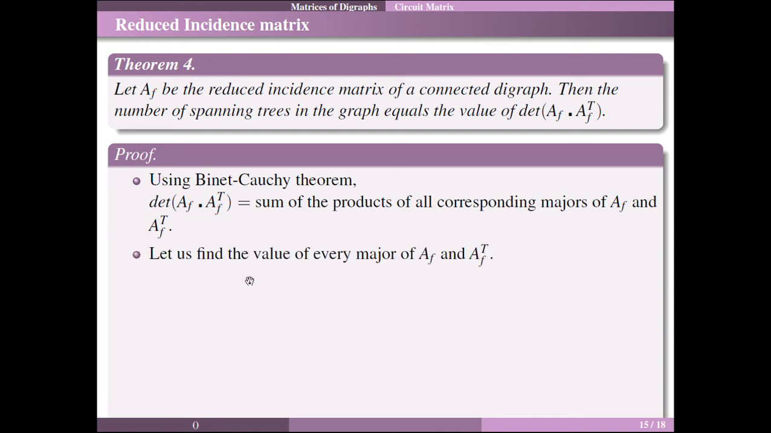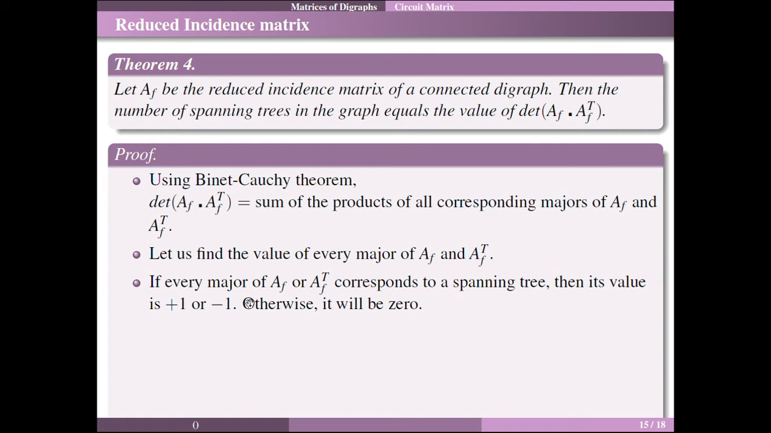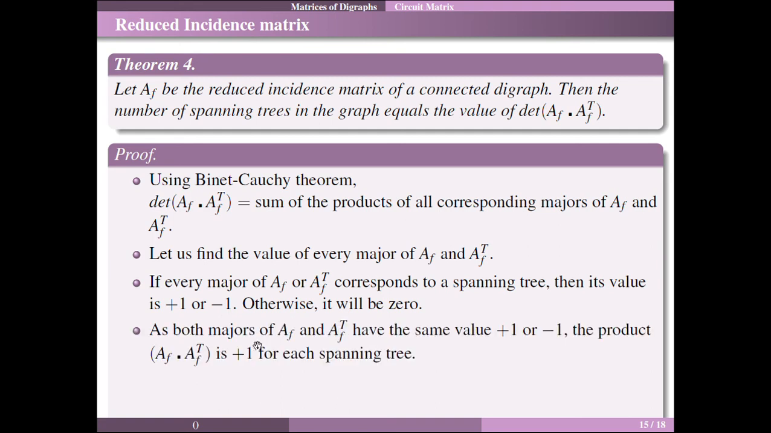So let us find the value of every major of AF and AF transpose. If every major of AF and AF transpose corresponds to a spanning tree, then as discussed before, its value is either +1 or -1. Otherwise, it will be 0. And also we can note that both majors of AF and AF transpose have the same value. That is, both are +1 or both are -1.